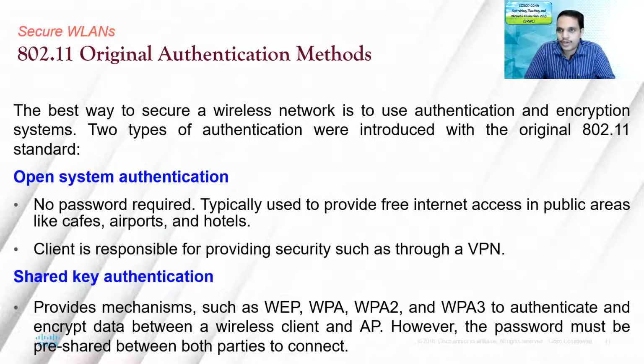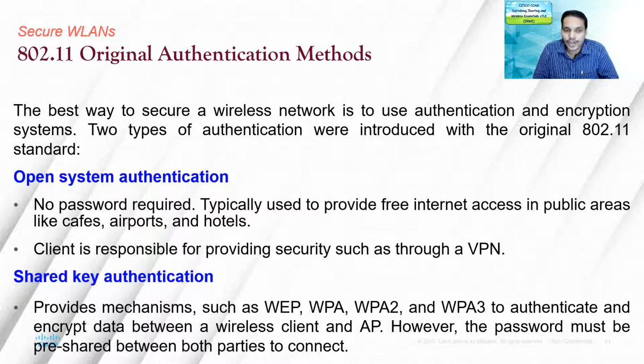There are two types of authentication which were introduced with the very first 802.11 standard. The first one is called Open System Authentication, OSA. There is no password required here. Typically used to provide free internet access in public areas like your cafes, airports, and portals. The client is responsible for providing security by using maybe a VPN service.